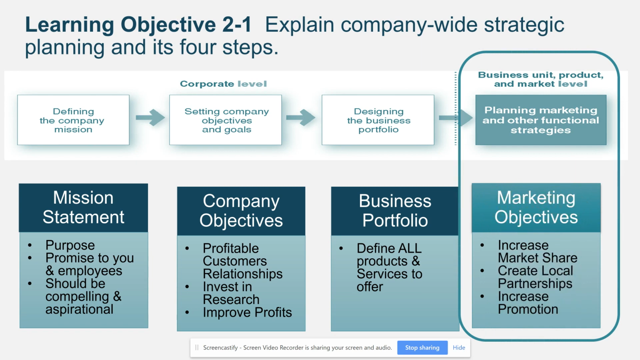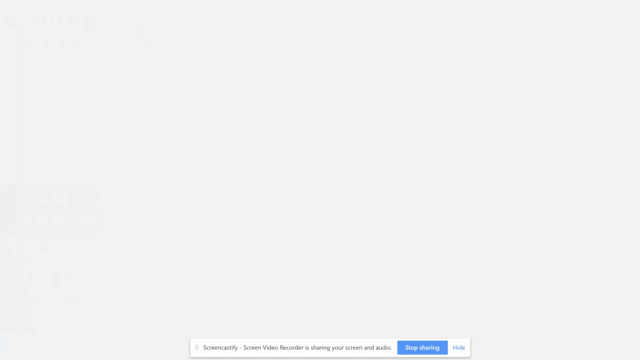And then the last part is at the business unit level. So usually large corporations have smaller business units, and at that level, they're going to create marketing and functional strategies with the objective of having marketing objectives that increase market share, create local partnerships, because more than likely these large corporations are global. So you want to have local flavor as well. And therefore you have local relationships. So for example, the company that we're going to be talking about in our example today is a global organization all around the world. And then you also want to increase promotion, increase awareness of your brand.